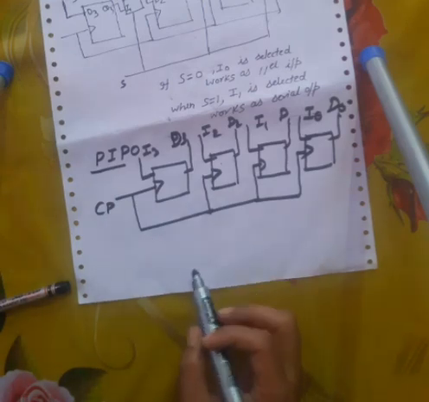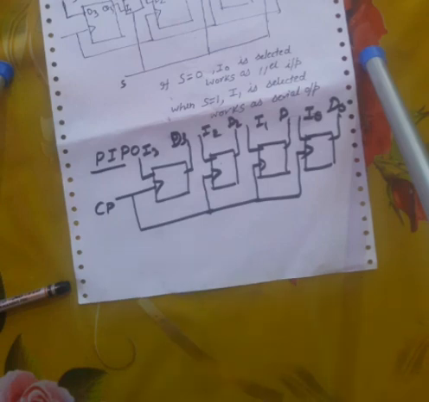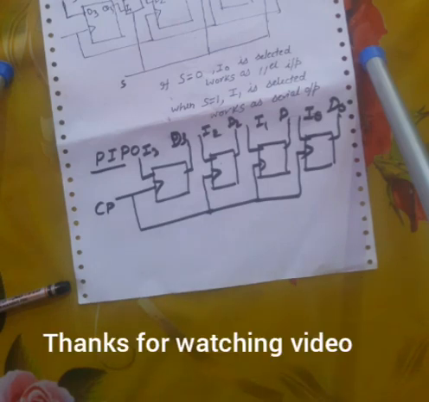Okay, it's all about today's lecture. There are 4 types of registers: serial in serial out, serial in parallel out, parallel in serial out, and parallel in parallel out register. And again, shift register is categorized into 2 types: right shift register and left shift register.